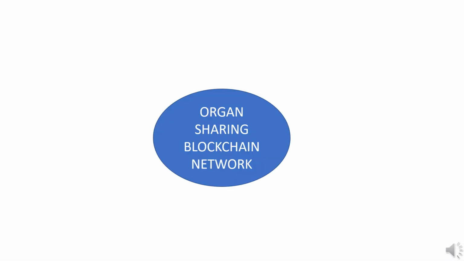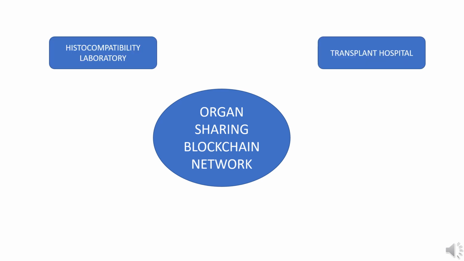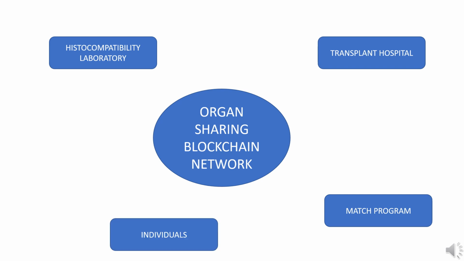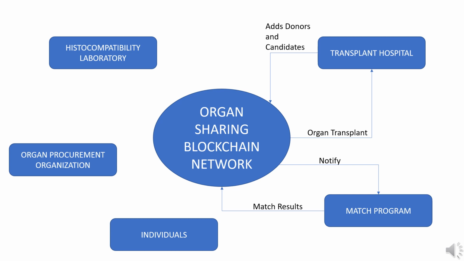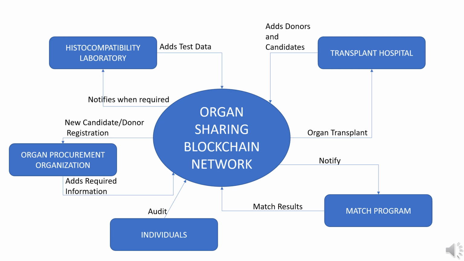Now let's talk about the organ sharing blockchain network. It consists of the histocompatibility laboratories, the transplant hospitals, the match program, individuals, and the organ procurement organizations. The transplant hospitals will add candidates and donors and perform organ transplants. The match program will get notified when a match is needed and it will supply results. Individuals from the general public will be able to audit this network. The organ procurement organizations register new donors and candidates, and they collect relevant information, then add it to the network. The histocompatibility laboratories run the tests and add data to the network.